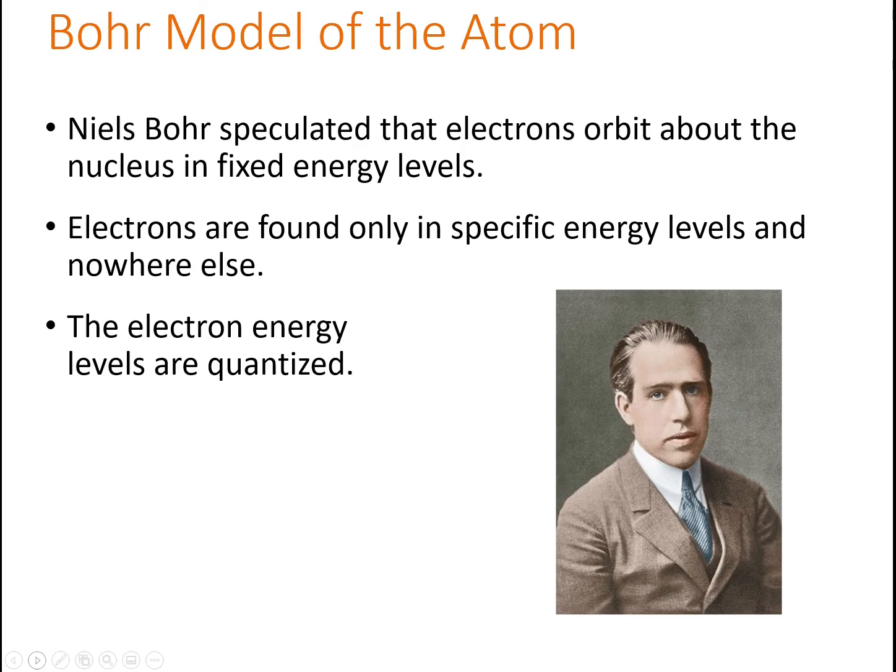That leads us to the Bohr model of the atom. So he said, okay, we've got the Rutherford model, that's great, but we need to add some more to it. So the electrons that orbit the nucleus are in fixed energy levels, okay? They're only found in these specific energy levels, and nowhere else. That they're quantized. What that means is there's different levels.